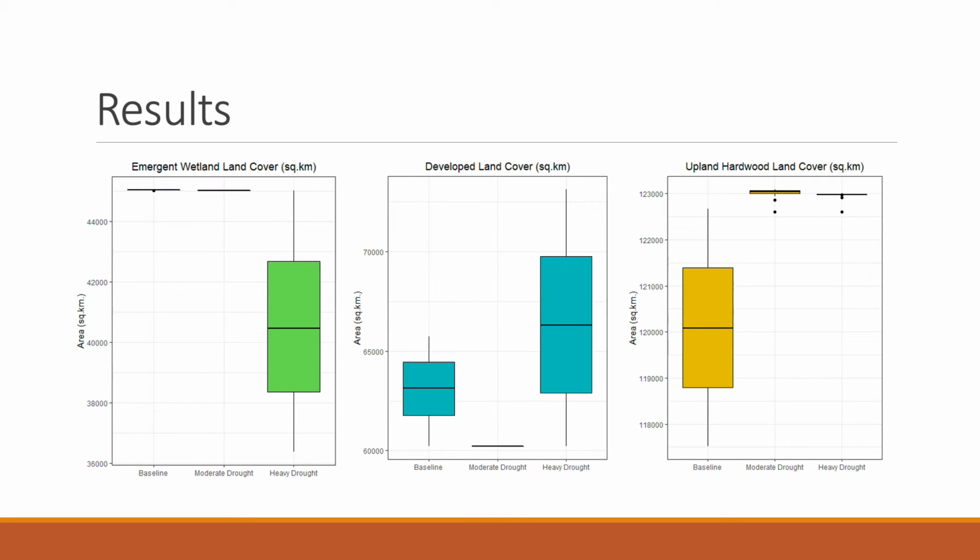By looking at these box plots for each state variable, we can compare the range and distribution of the mean between each scenario to visualize just how different these results are from one another. We can also see the variation that happens within each scenario as well. For example, for emergent wetland land cover, we see hardly any variation at all in the baseline and moderate drought scenarios, whereas we see a lot of variation and an overall lower mean in the heavy drought scenario.